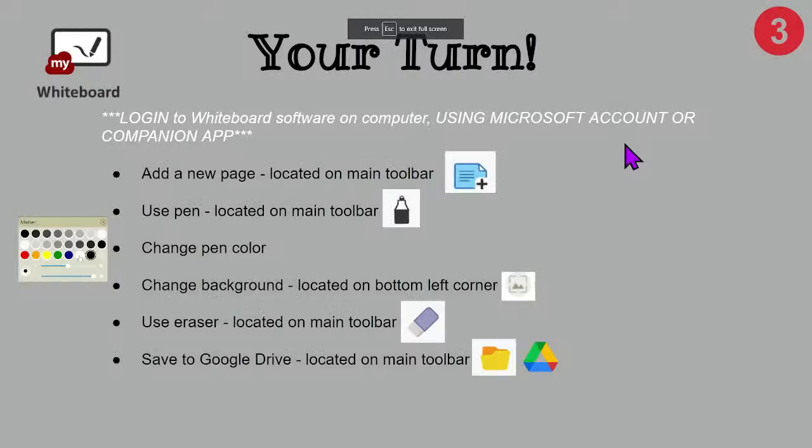I want to give you some time to actually work, and what I want you to do, I'll give about 5 minutes, is I want you to make sure that you have used the companion app, logged in, if you put it on your device. Make a new page, write on the page, change out the pen, maybe add a different background, and use the eraser tool. And last but not least, save it. Try saving it to your Google Drive. And like I said, we'll give about 5 minutes, and then Kristen will be back on to talk to you about some other great tools.